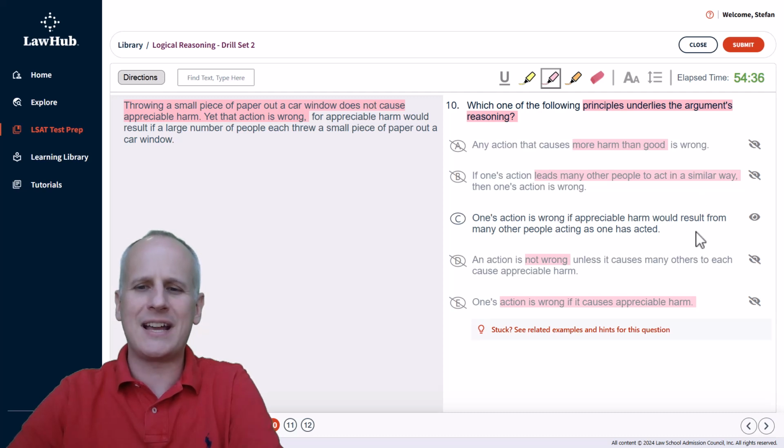Whereas for choice C, one's action is wrong if appreciable harm would result from many other people acting as one has acted. It's literally what is stated in the paragraph in the non-highlighted portion. And remember, I don't understand the answer choice is never a reason to eliminate. But if we break down C carefully, we should hopefully understand why it is exactly the principle that would support the conclusion of this problem.